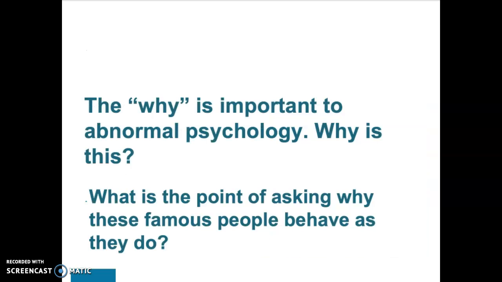Okay, so the why is really important to abnormal psychology. The point of asking you these questions about why these famous people behave as they do is to help you start to think about, are you thinking like a behaviorist? Are you looking at the rewards and punishments involved in this? Are they seeking money, praise, and attention, the three most powerful reinforcers after food, air, and water?